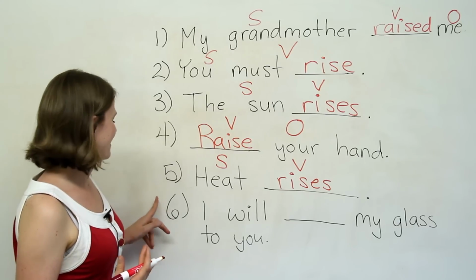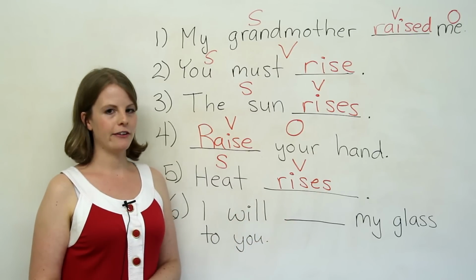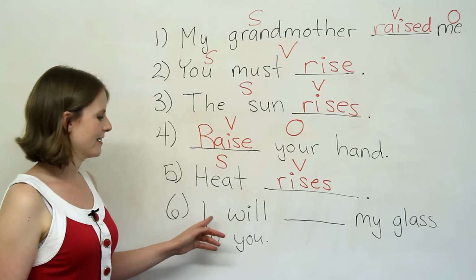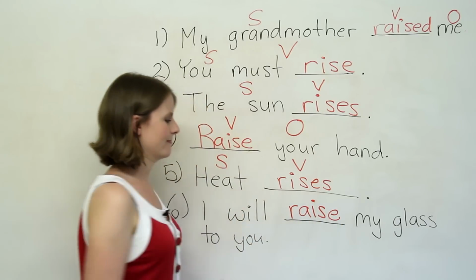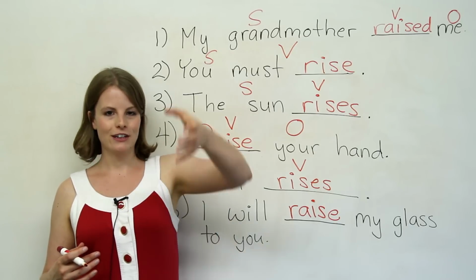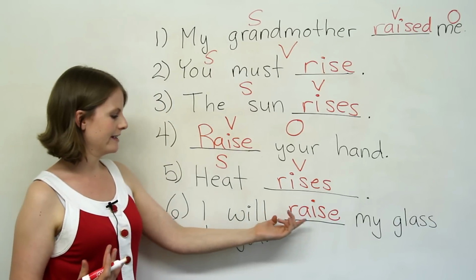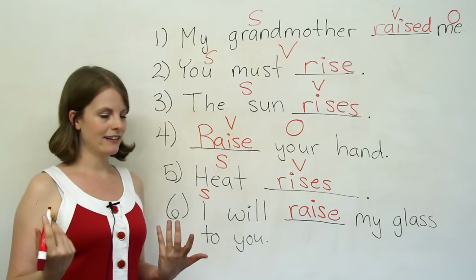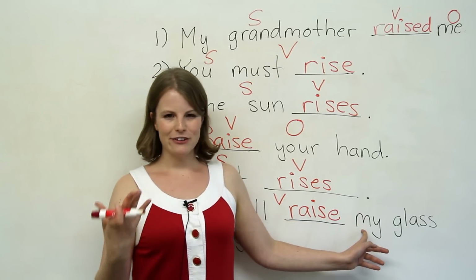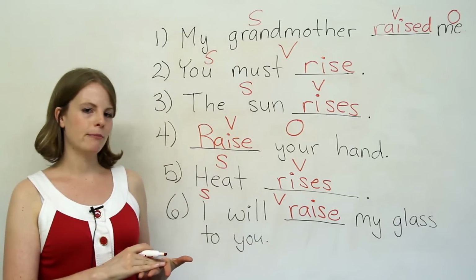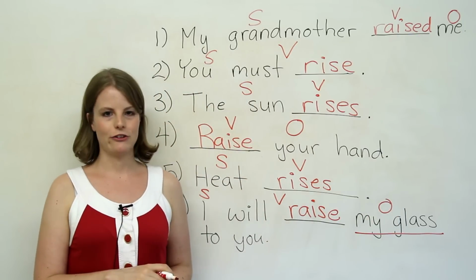Okay, I hope you're getting the hang of this. Number 6, I will rise my glass to you or raise my glass to you. What do you think? I will raise my glass to you. So it's almost like a toast. You lift up your glass. It moves upward. So I will raise my glass to you. How did I know it was raise? Well, here's my subject, I. Will raise is the verb. And is there an object? Is there something or someone that comes right after the verb? Yes. My glass is the object. So I will raise my glass to you.